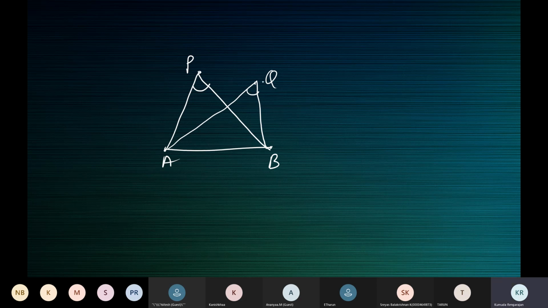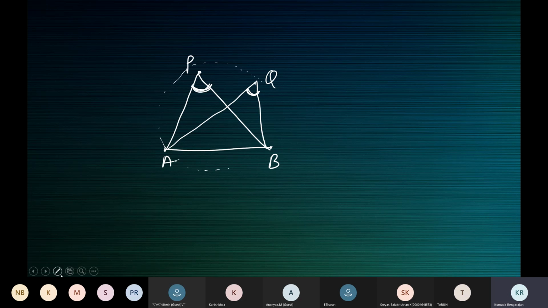Now in this case, the 4 points will be concyclic. That is, you can draw a circle such that these two angles are equal. If a line segment containing 2 points subtends equal angles at 2 of the points lying on the same side of it, then the 4 points are said to be concyclic. Subtends equal angles means these two angles must be equal. If these two angles are equal, then the 4 points are said to be concyclic.